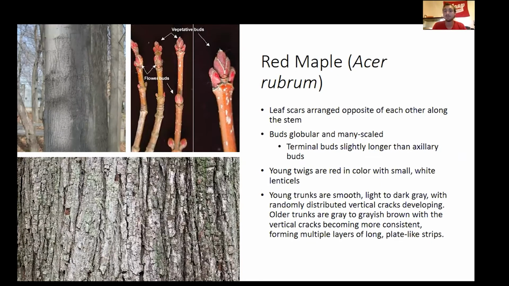So in our red maple, this one's different. Our leaf scars are arranged opposite of each other along the stem. Buds are very globular and have many scales, and the terminal buds are slightly longer than the axillary ones along the stem. Our young twigs are very red in color with these small white lenticels. Our young trunks are smooth and light to dark gray, and then those vertical cracks I mentioned earlier start to develop on our more mature trunks, becoming very consistent and forming long plate-like strips. So those are our winter features for our 3 species.